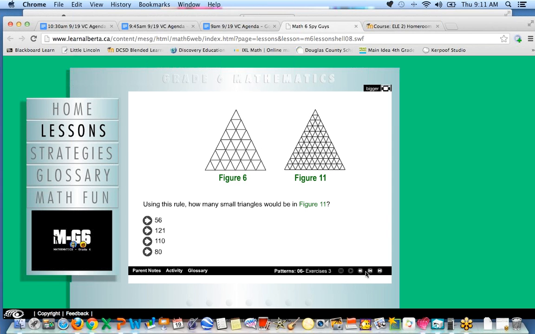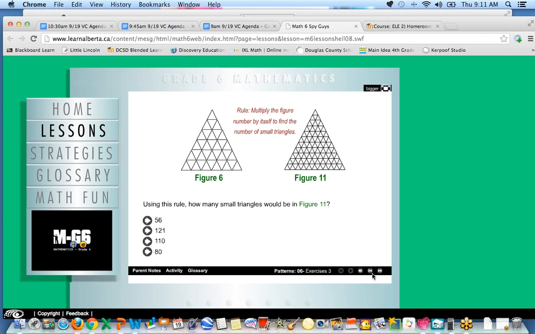Oh, here, let me pause it and you can tell us. Using this rule, give me just a second. How many small triangles would be in figure 11? Go ahead, Clara. Tell us your other thinking. Well, this would make it a lot longer to figure out when you have to skip a few figures.